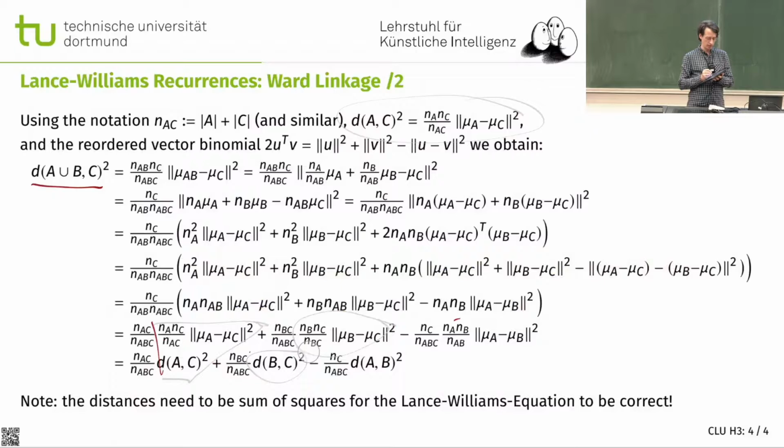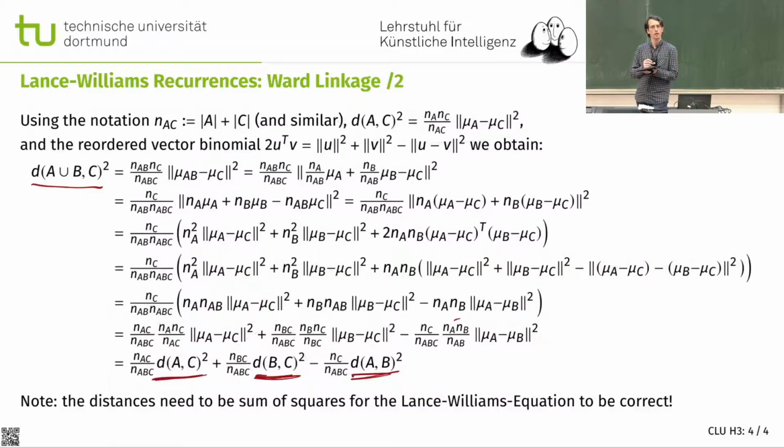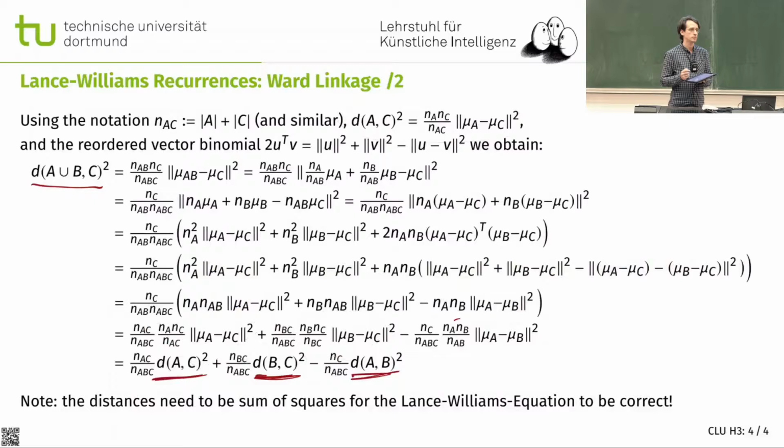So I finally succeeded in rewriting my distance of A union B to any other cluster C in terms of the distance of A to C, the distance of B to C, and the distance between A and B. And this is my alpha 1, this is my alpha 2, and this is my beta from the Lance-Williams equations. So the Lance-Williams equation does indeed compute the increase in variance, or the increase in sum of squares, so not the scaled variance, except that it doesn't actually look at the coordinates at all. It doesn't look at the data. It only aggregates pairwise distances. And that's where the magic in these equations comes from, these constants.